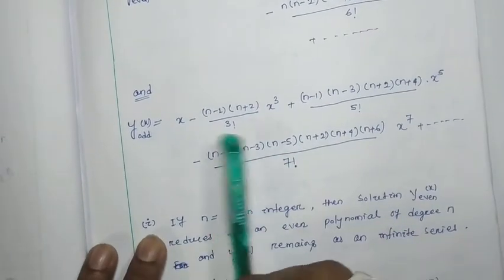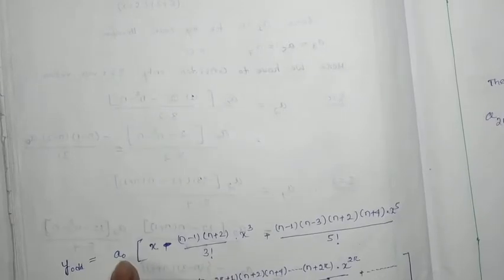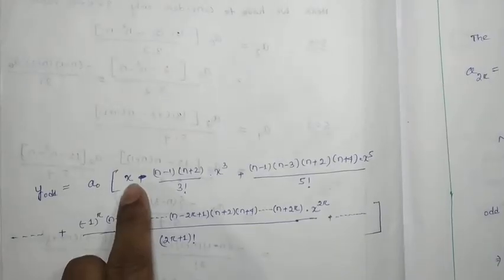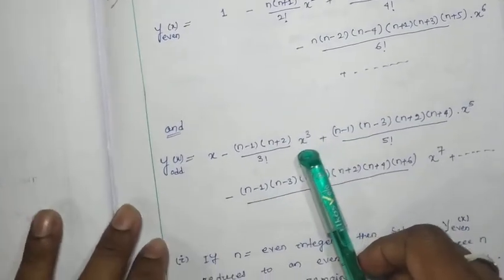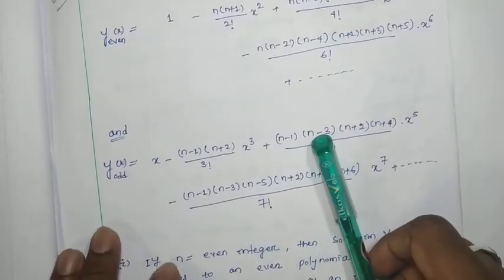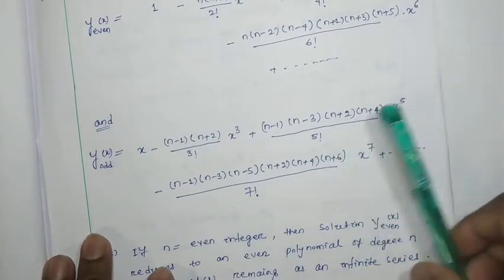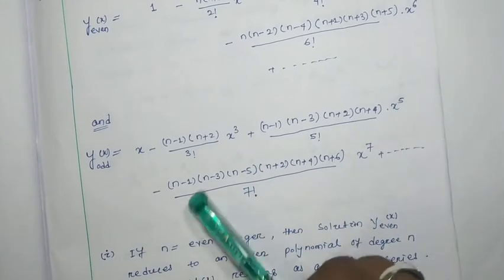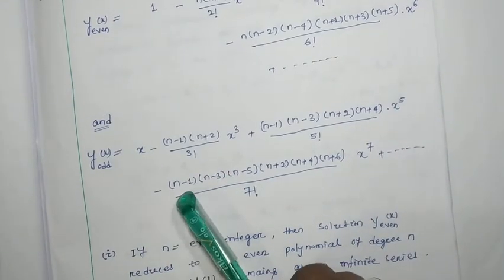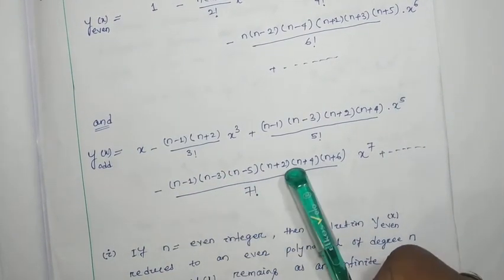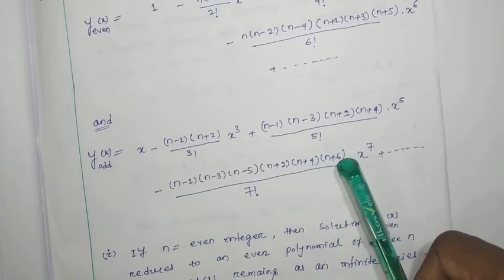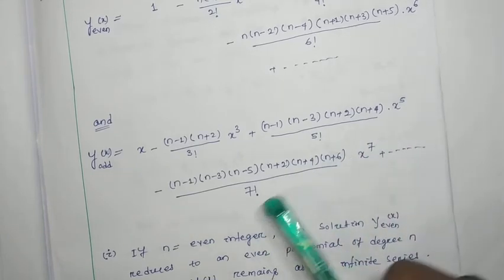That is x minus, see, I am not considering a0, I am considering from x, into x minus n minus 1 into n plus 2 divided by 3 factorial into x cube, plus n minus 1 into n minus 3 into n plus 2, n plus 4 by 5 factorial into x to the power 5, and minus n minus 1, n minus 3, n minus 5, n plus 2, n plus 4, n plus 6 into x to the power 7 by 7 factorial, and so on.